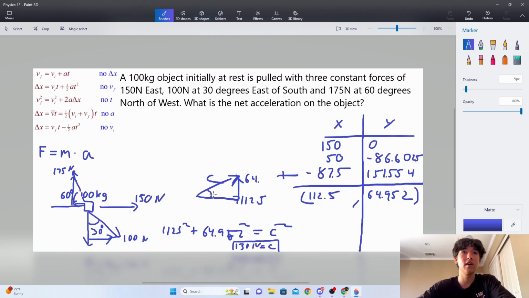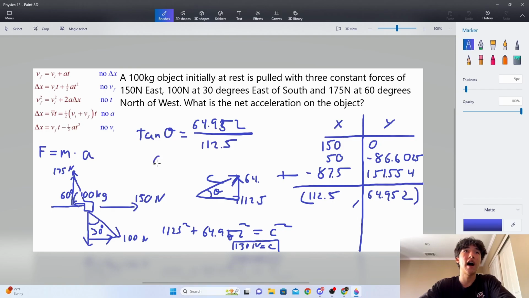And how do we find out what the degree on this is as well? Well, this is going to be a certain amount of degrees north of east is going to be our answer, okay? So this is what we're going to do. We are not going to use C. We'll just still use the numbers that we got here. And we're going to use tangent. So tangent of theta, this angle right here, is equal to opposite, right? Opposite is the 64.952 over adjacent, which is this 112.5.